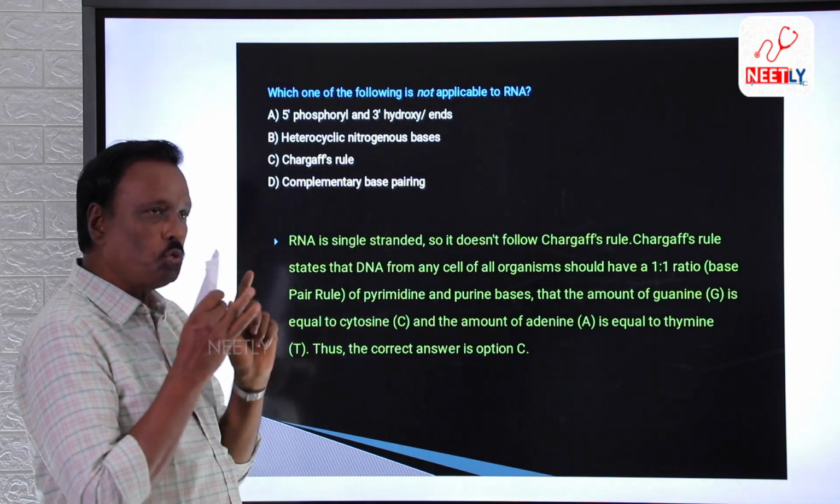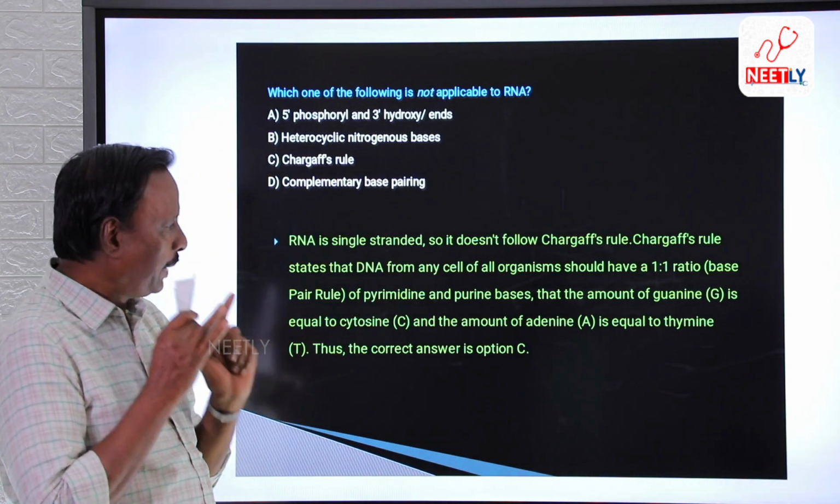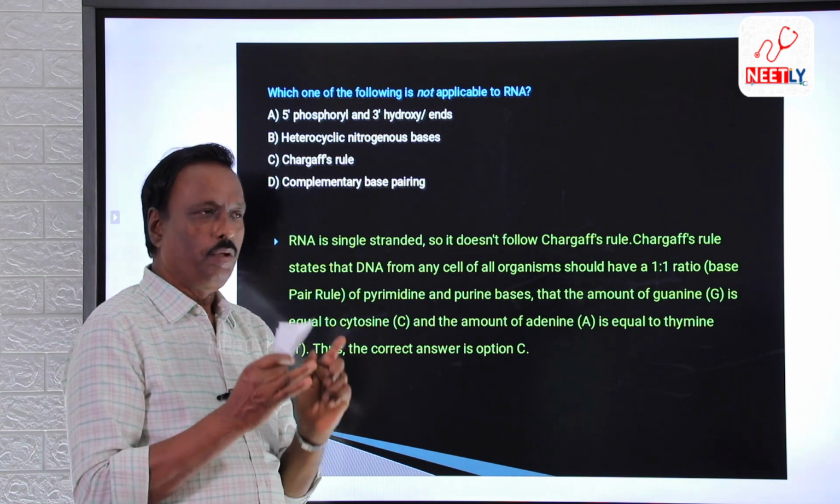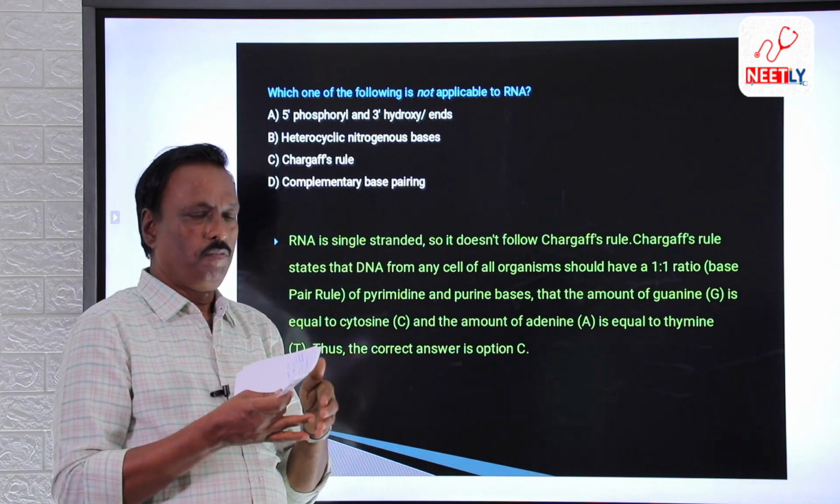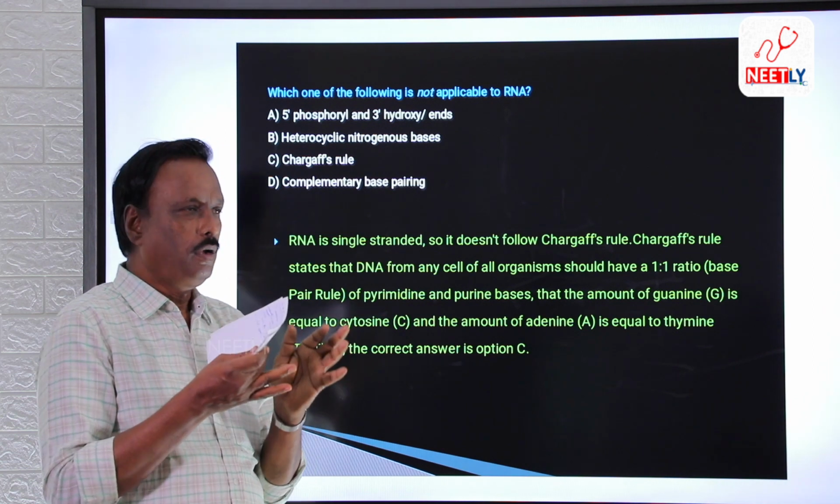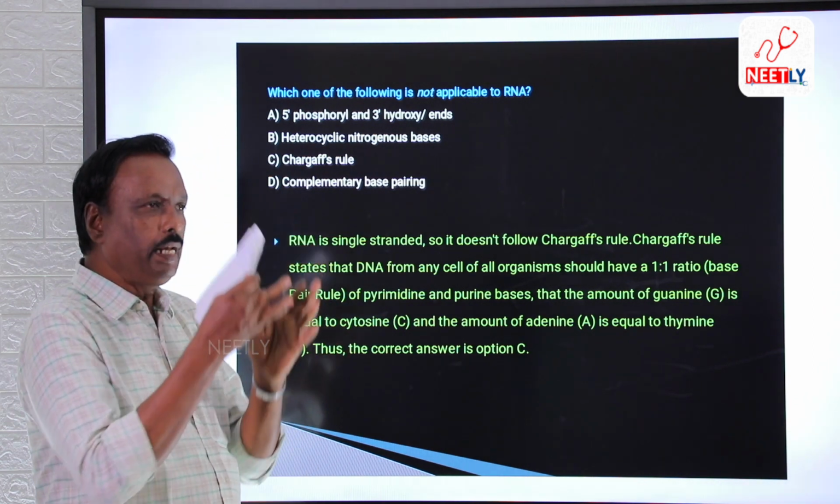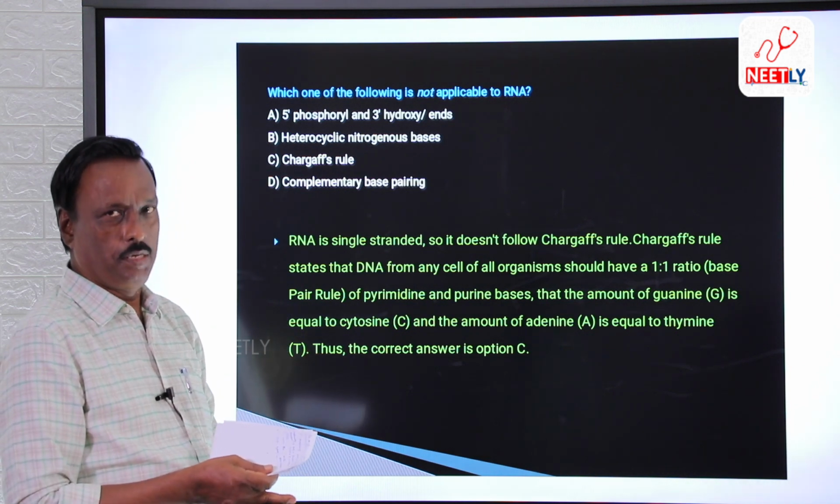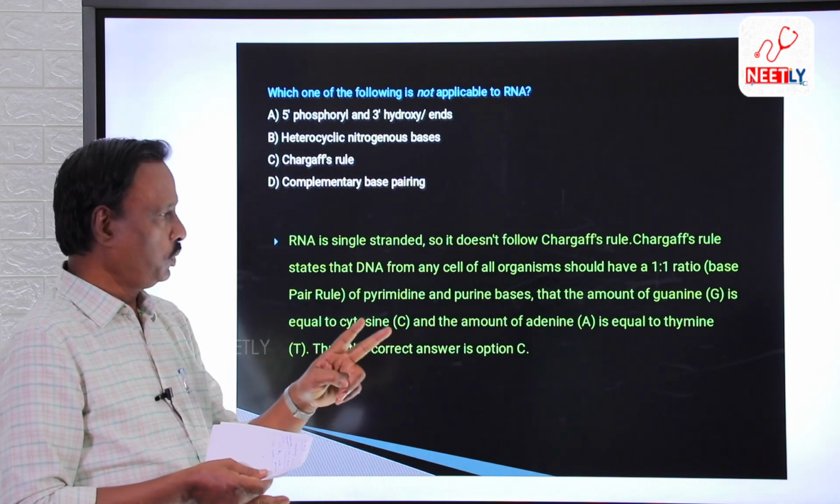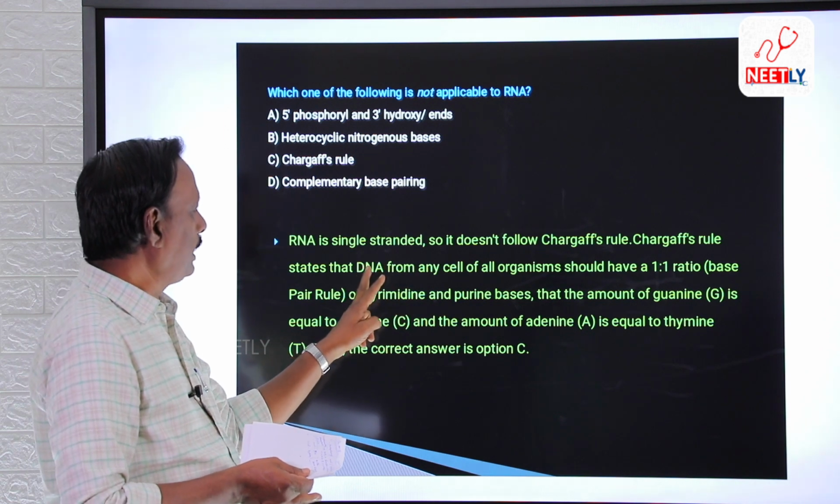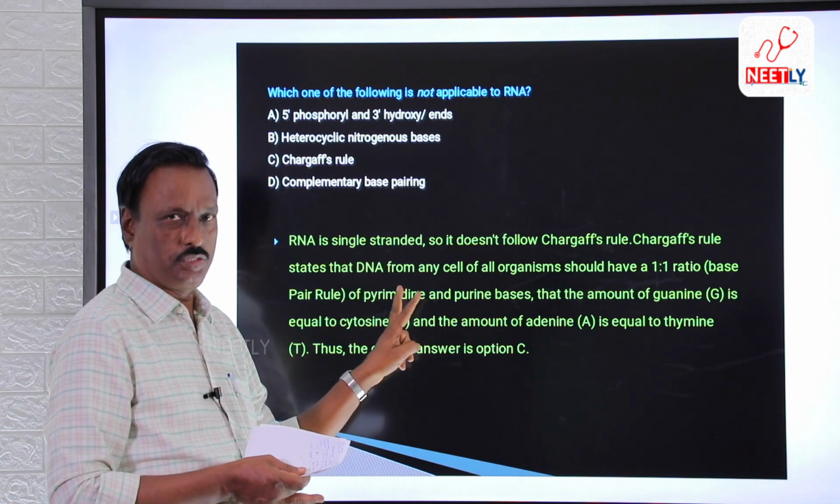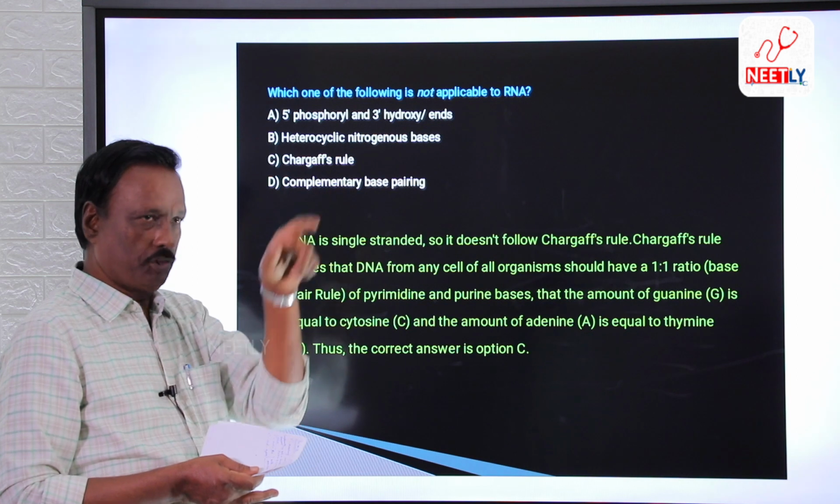But the 1:1 ratio is maintained only when the filament, whether it is a DNA or other things, is available in a parallel filament, when they are in two. For example, if you take DNA, it is a double helical structure. It means there are two helices.